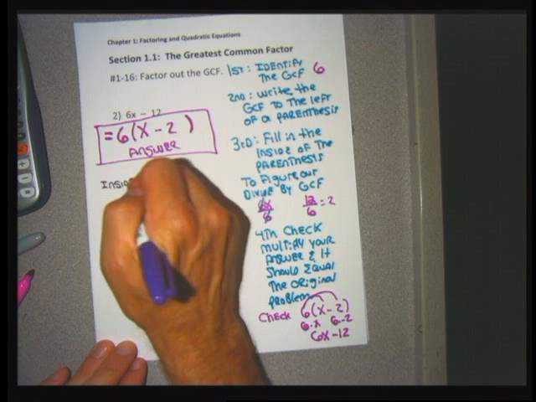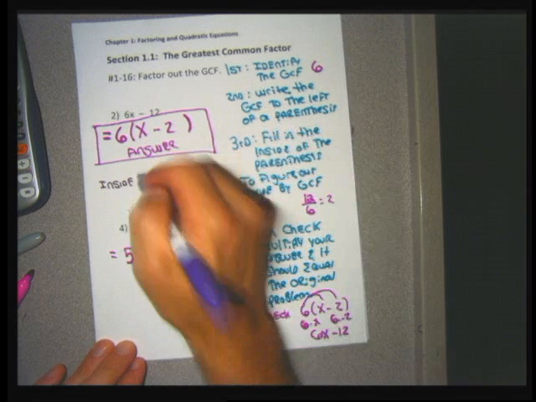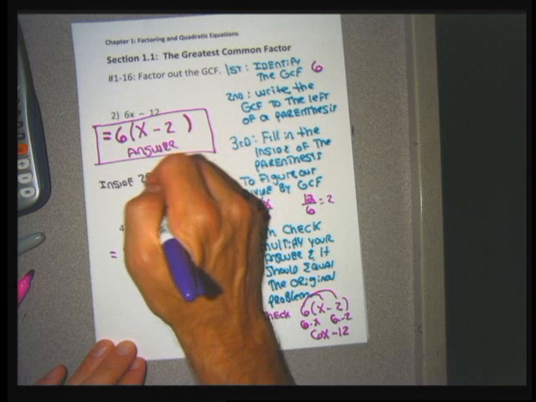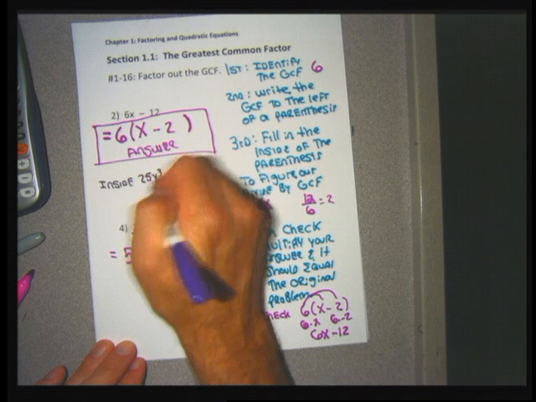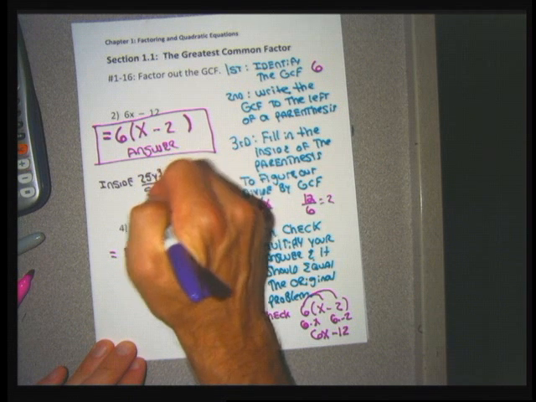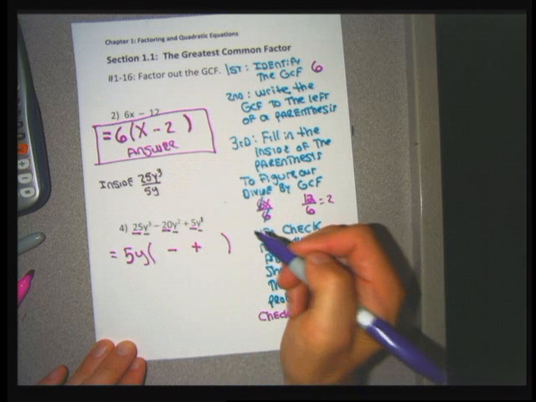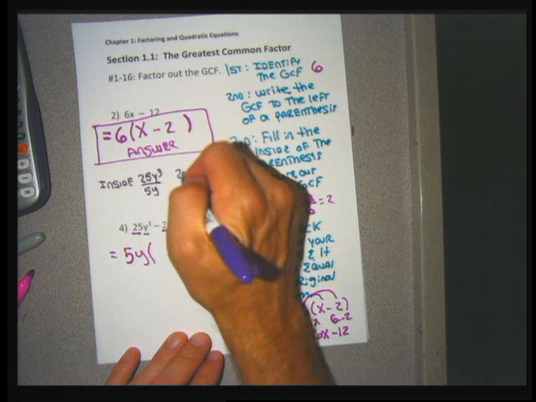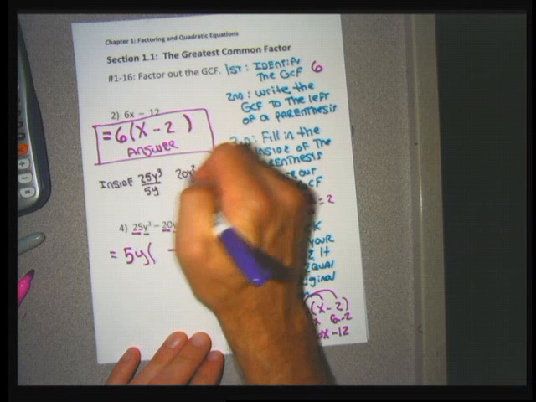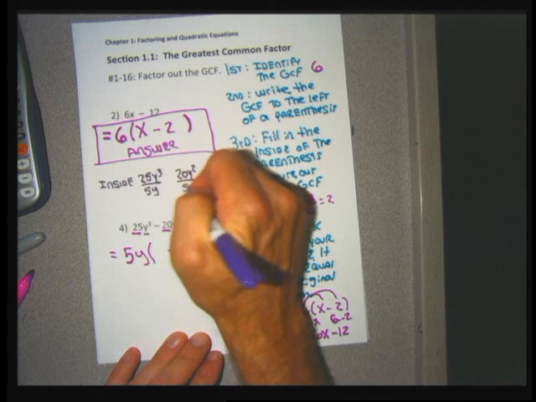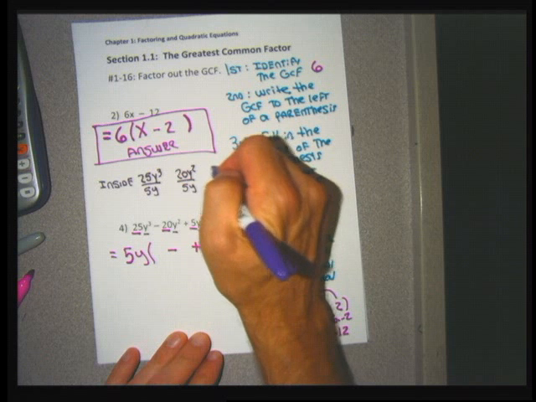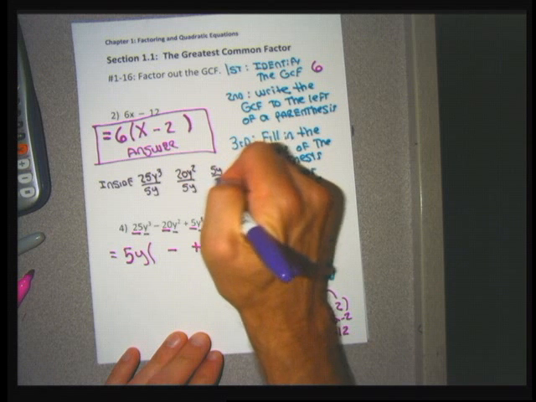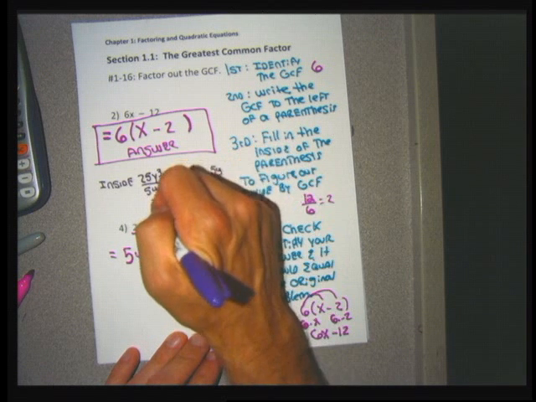usually I could do this in my head, but if I wanted to be formal, I'd take the 25y cubed, divide it by the 5y that I factored out, and at this point I don't even worry about signs because I have my signs already in there. So then I'll take the 20y squared, divide it by the 5y that I factored out. I'll take the 5y, divide it by the 5y that I factored out.